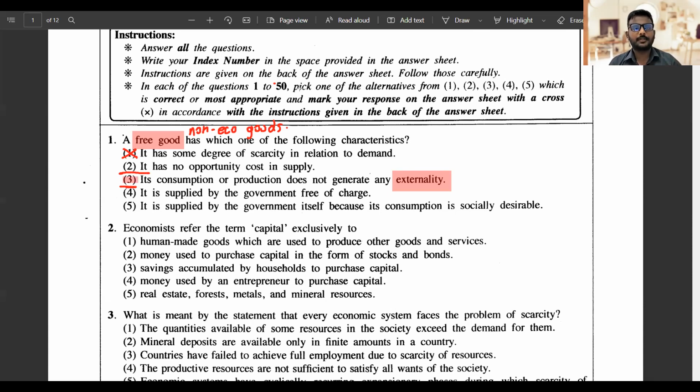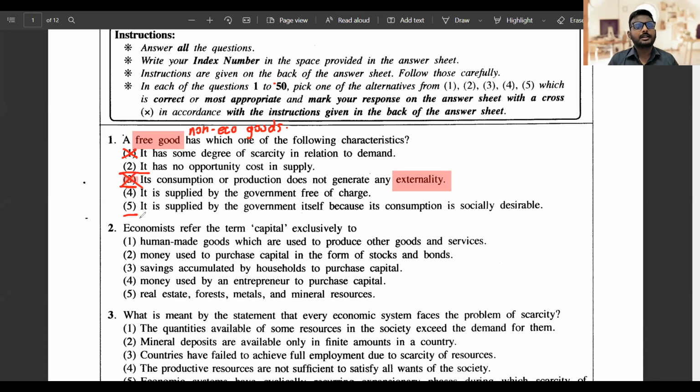And you see the fourth and the fifth are very obvious. Government is supplying free of charge. It is supplied by government free of charge. If the government is supplying, it becomes an economic good because human intervention is there. Again, the fifth answer is also the same. Government is supplying means human effort is there, so it's going to be an economic good. Answer is answer number 2.